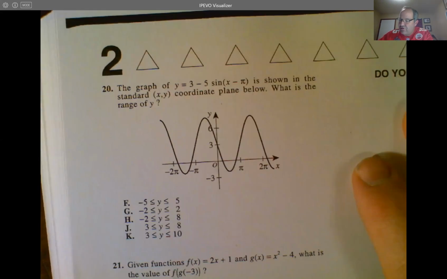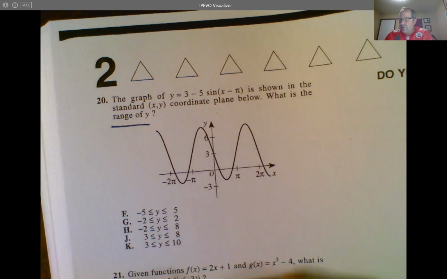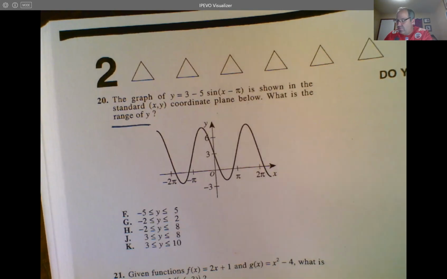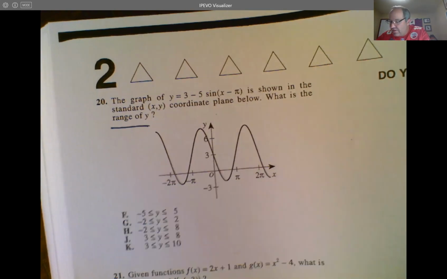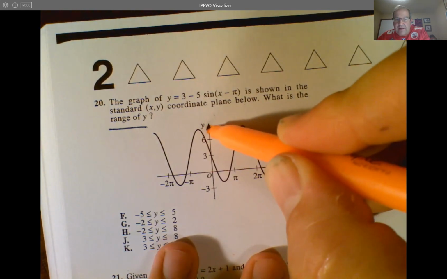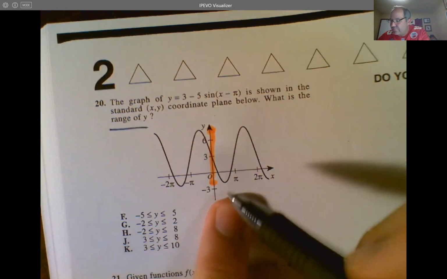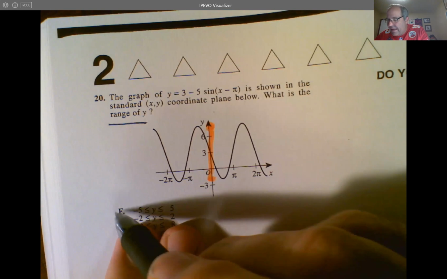We did some domain questions. Let's look at number 20. This is a range question, but it's in terms of a graph, right? Remember, range, that's the Y values. What are the Y values in between? Well, that's like, how high does this graph go? It goes about this high. How low does the graph go? About to there.